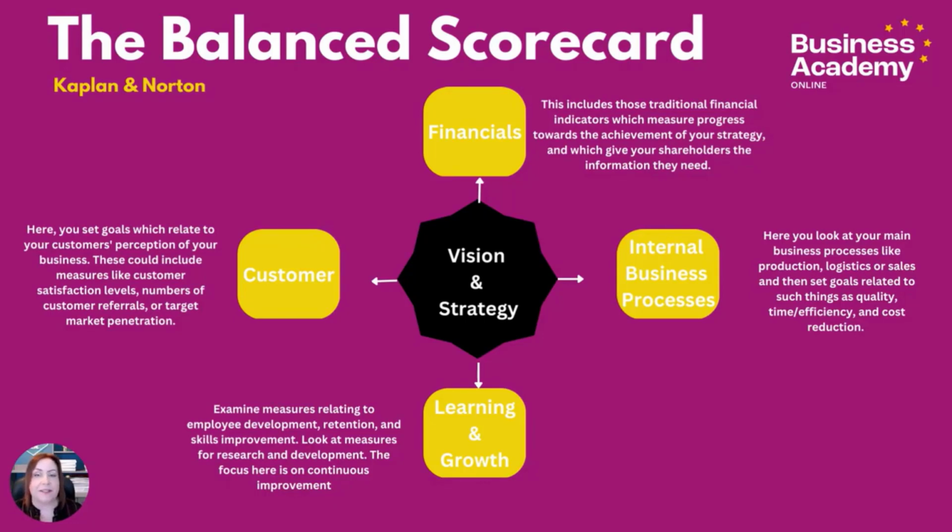Let's look at these 4 areas though. Here you see we've got financials, internal business processes, learning and growth, and customer. So remember, this is the traditional. There are different word choices that they'll use in these 4 different sections, and there are different versions of this balanced scorecard. So financially, these include traditional financial indicators which measure the financial progress, shall we say, towards the achievement of your strategy. And it gives shareholders the information that they need. So here we'd look at things like financial ratios and so on.